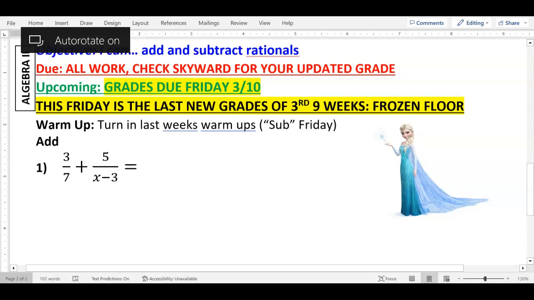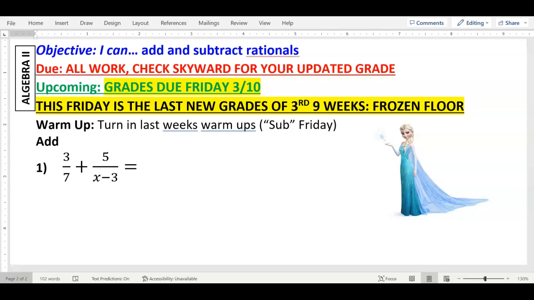All right, so first we'll restart this, but let me remind you. You can check Skyward for your updated grades, right? Grades are due Friday. Frozen floor means it can't go down, but it can go up by Friday, right? So make sure you're turning in missing work and doing corrections and tests and quizzes. Some of y'all, I'll get that to you today. Some of us were so close, but we're going to get there today, right?